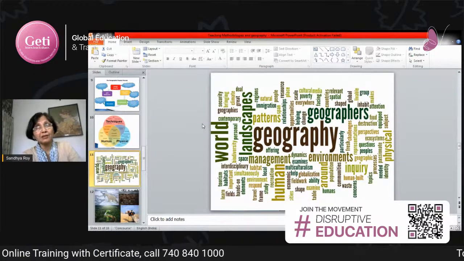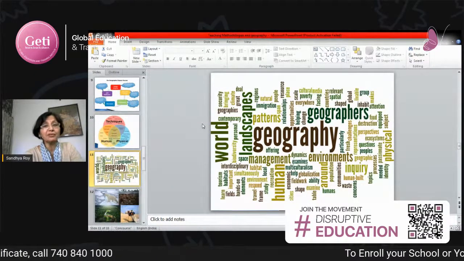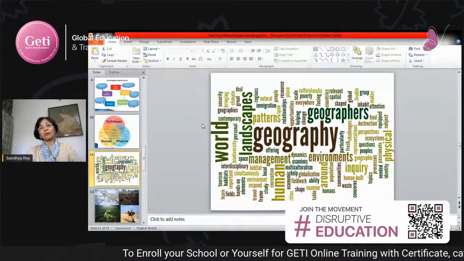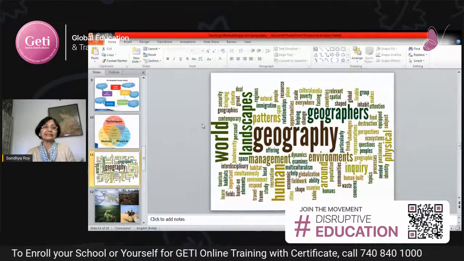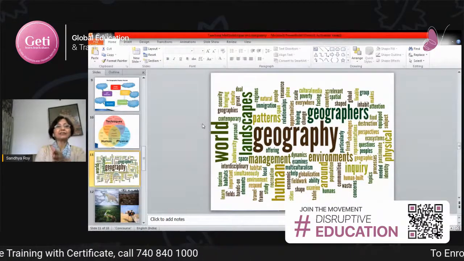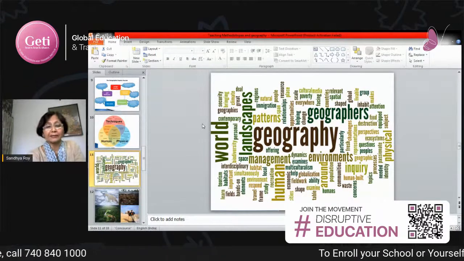What is remote sensing? What is weather? What is the rising time of the sun? Or what is the setting time of the sun? The dusk and the dawn. So everything is geography. Everything which is there in our environment, that is geography. So how we can relate everything, that is very important.